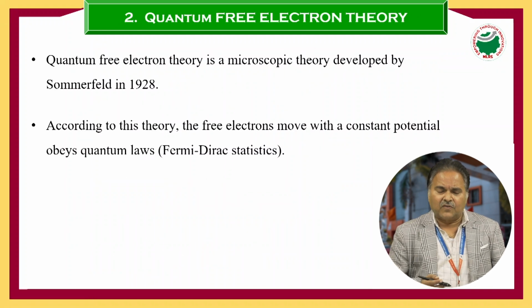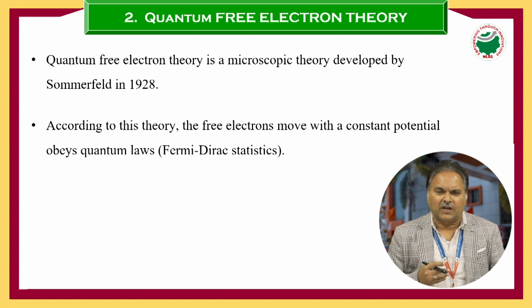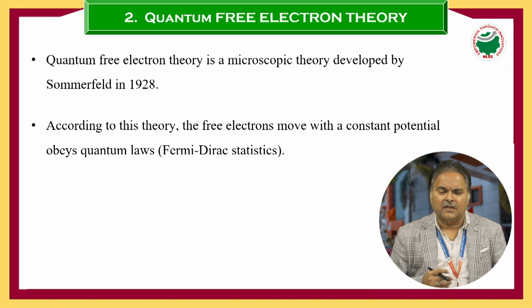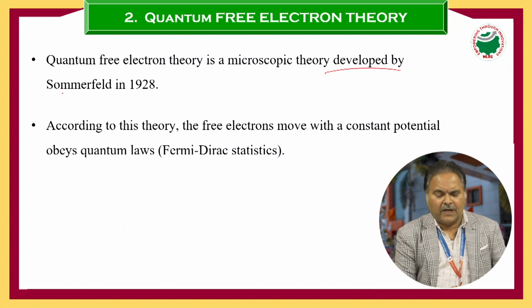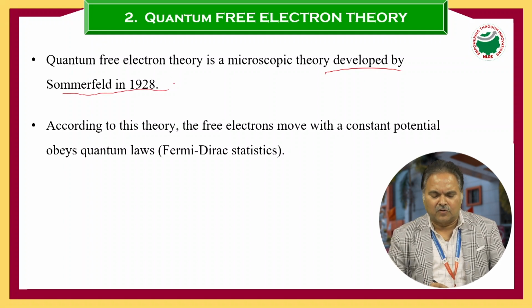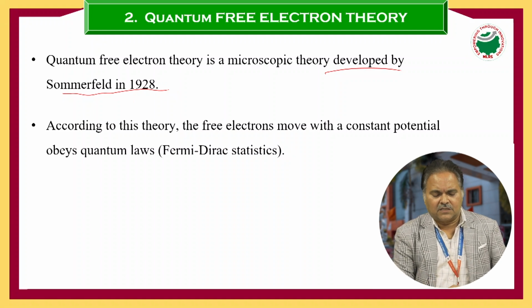Then the quantum free electron theory. Classical free electron theory explains only a few properties; some properties we cannot explain according to it. Then the quantum free electron theory came into the picture. It was developed by Sommerfeld in 1928, and it explains the properties that the classical theory could not, addressing its demerits. So this quantum free electron theory is more useful compared to classical free electron theory.